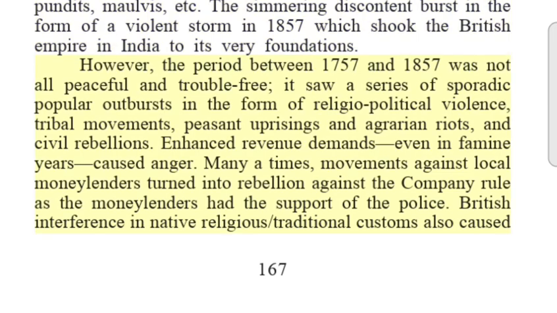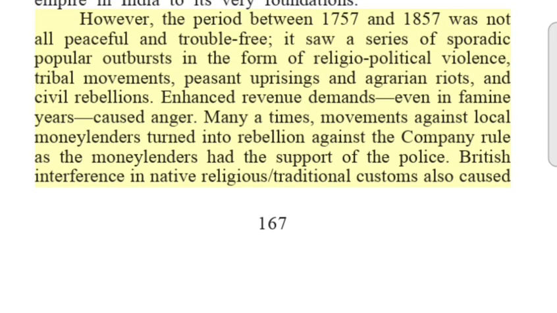However, the period between 1757 and 1857 was not all peaceful and trouble-free. It saw a series of sporadic popular outbursts in the form of religio-political violence, tribal movements, peasant uprisings and agrarian riots, and civil rebellions. Enhanced revenue demands, even in famine years, caused anger.